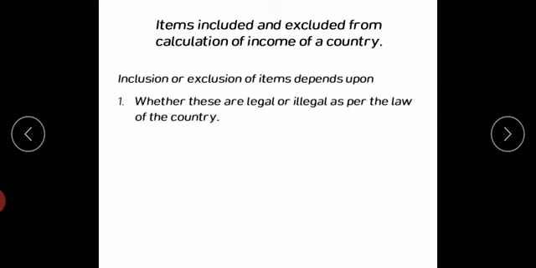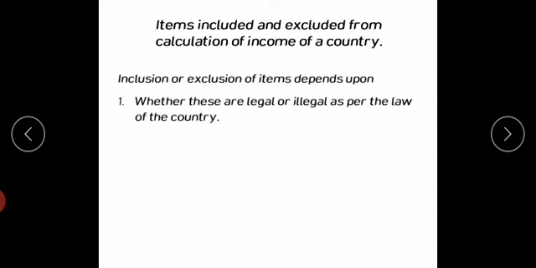So basically there are so many variables that I cannot teach you each and every one, but I can teach you the basic trick. You just apply that and you can solve any kind of question based on this. So inclusion or exclusion of items in national income depends upon certain factors. So what is the first factor?